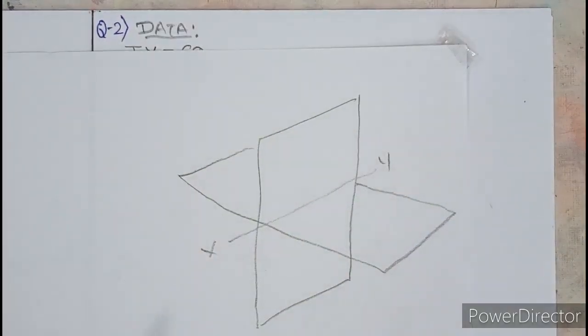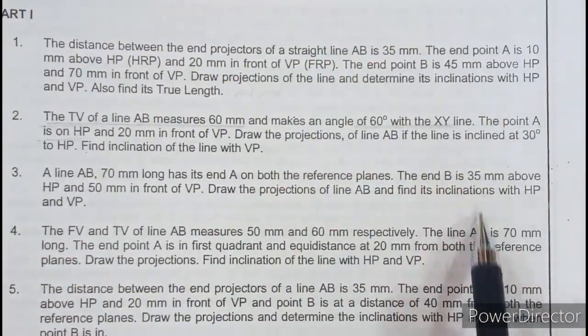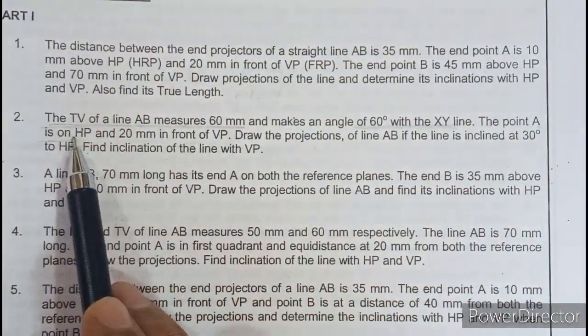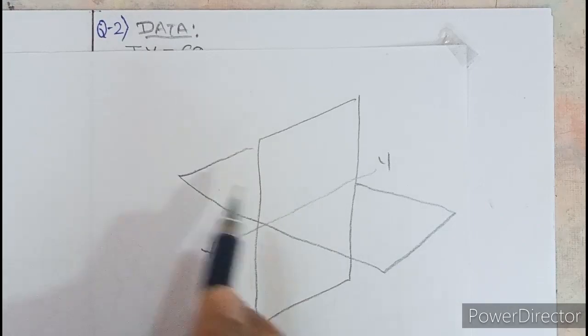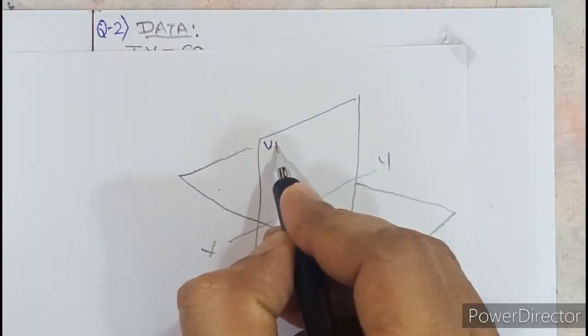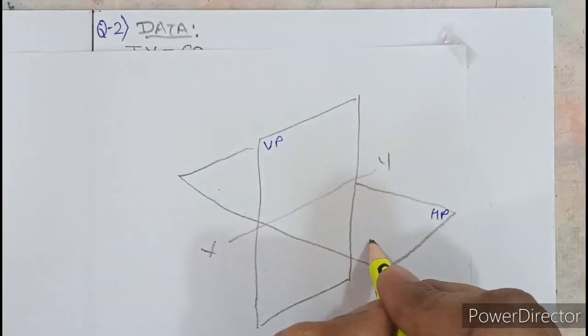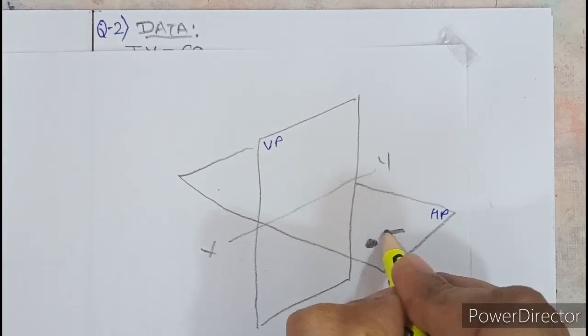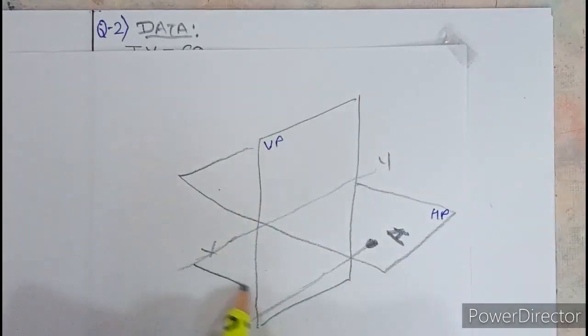Okay, so let us read. The point A is on HP and 20 millimeter in front of VP. So point capital A is on HP. On HP means it can be here or here, but it is 20 millimeter in front of VP. So this is our VP and this is our HP. So point is 20 millimeter in front of VP. It means capital A is neither above HP nor below. It is on HP. And 20 millimeter in front means the distance from XY, this is 20.